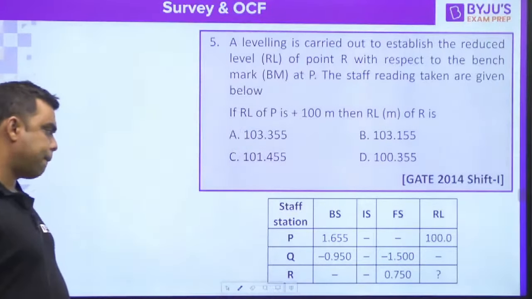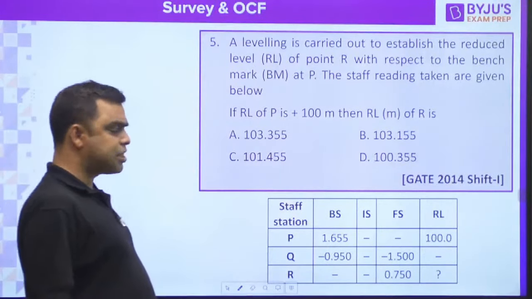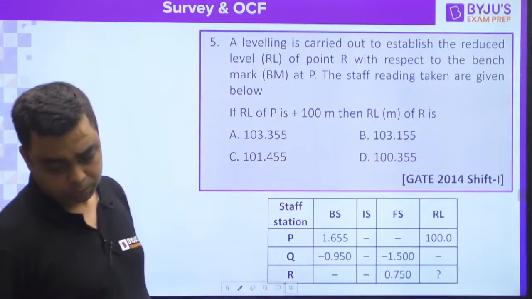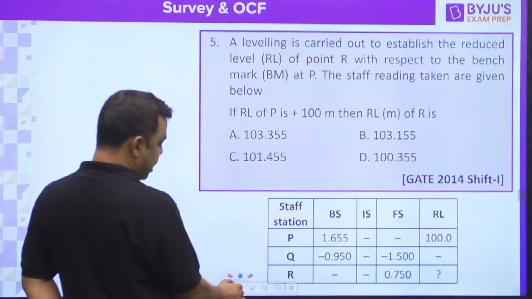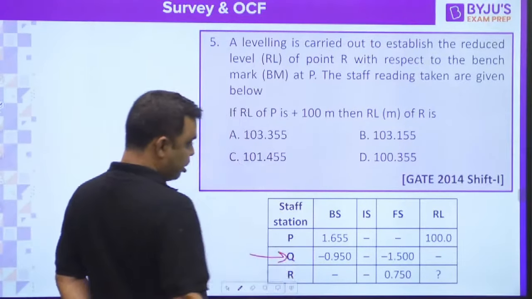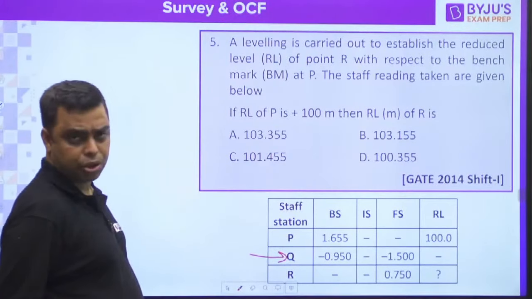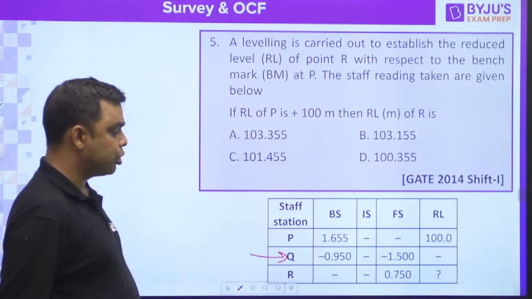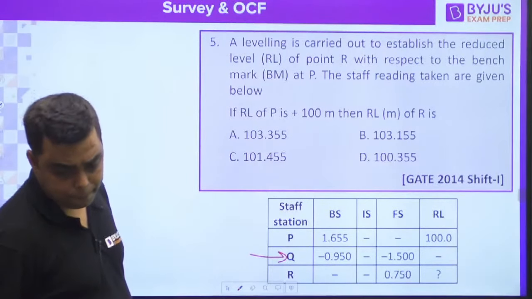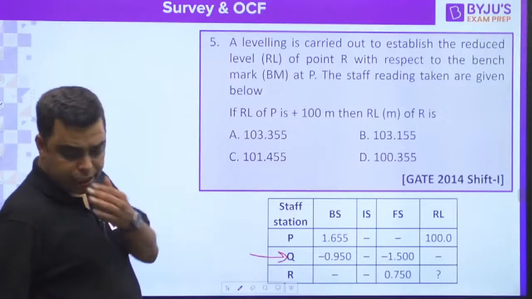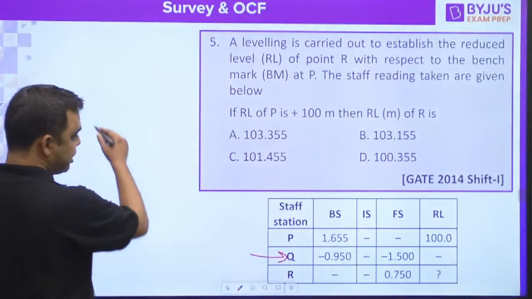So what to do, guys? Can you please let me know what to do? See, over here, can you just observe this point, Q point? Over here we are having the backsight and foresight both. So can I tell that basically this is my change point? Q point is my change point. So basically how to solve this?